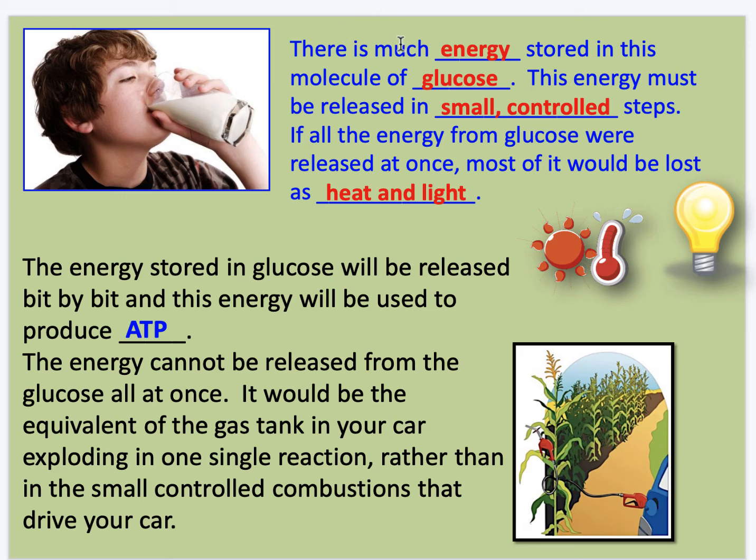There is much energy stored in 1 molecule of glucose. This energy must be released in small, controlled steps. If all the energy from glucose were released at once, most of it would be lost as heat and light. So little bits of it get turned into ATP at a time. The energy stored in glucose will be released bit by bit, and this energy will be used to make ATP. The energy cannot be released from glucose all at once. It would be the equivalent of the gas tank in your car exploding in one single reaction, rather than in small, controlled combustions that drive your car.